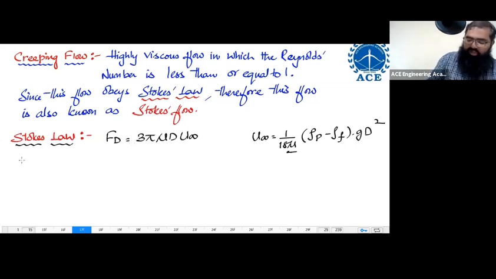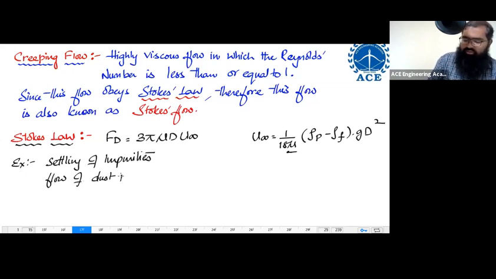So examples of creeping flow are settling of impurities and flow of dust particles. Regarding this, more detail will be there in the last chapter called drag and lift. Right now, only this theory is sufficient for you.